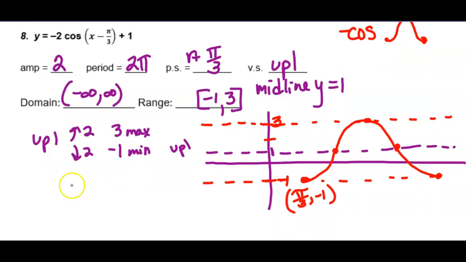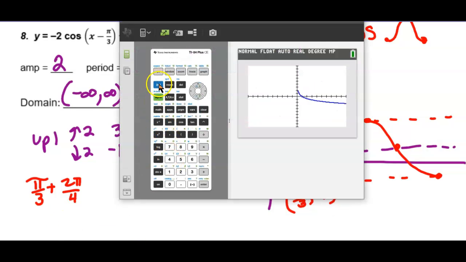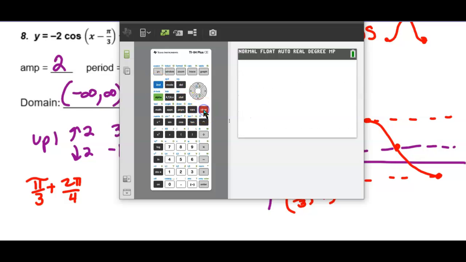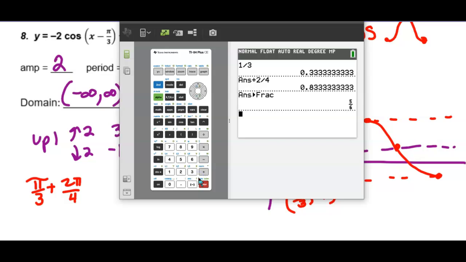So we take that shift right, and we add the period divided by 4. Now, this is where you could use your calculator. You don't type the pi though, because that'll give you decimals and you don't want decimals. You could say I have 1/3 and I'm supposed to add 2/4, and then do your math, enter, enter. You have 5/6 is going to be the first quarter point.